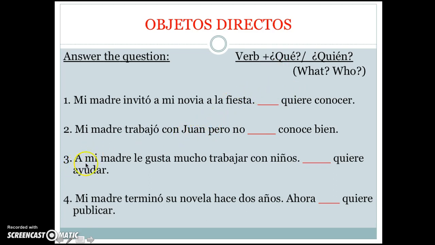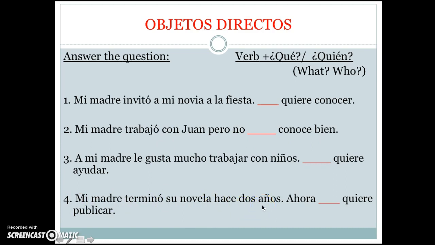El número 3, a mi madre le gusta mucho trabajar con niños. My mother likes to work with children. She wants to help who? In this case, we have los niños is the direct object. Which pronoun are we going to use? It's masculine, it's plural, so we're going to use los. Los quiere ayudar.